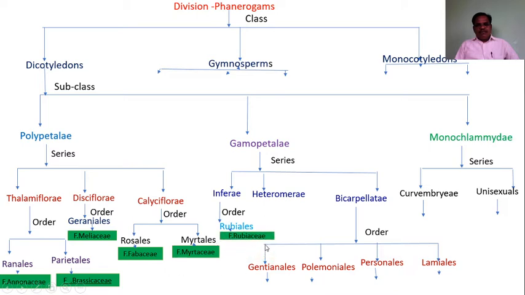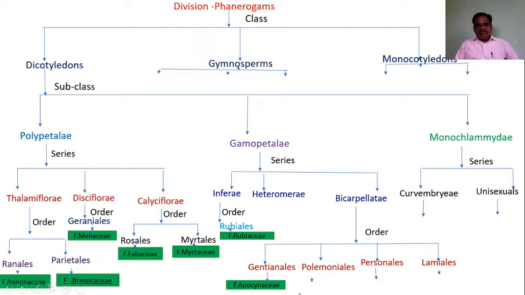Then family Rubiaceae is there. Rubiaceae is the family of Hamelia patens. This Rubiaceae family has members like Hamelia patens or Ixora coccinea. So it has such type of structure, that is, the flowers are attractive and they are garden plants. Then Gentianales.